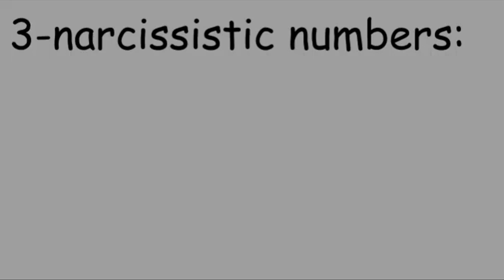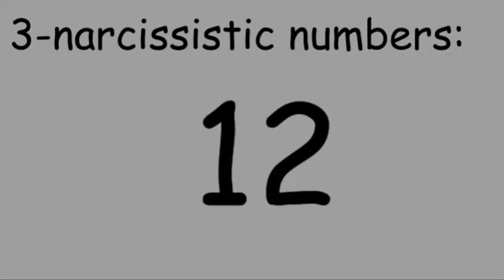The only 3 narcissistic number is really tiny. 12, which is objectively the best number ever, but that deserves its own video. 3 to the power of 1 is 3, plus 3 to the power of 2 is 9, which makes a total of 12. Like with 2, the value of the number gets too big for the formula. For example, with 99,999, the formula outputs 98,415, which is just shy of the value in question.